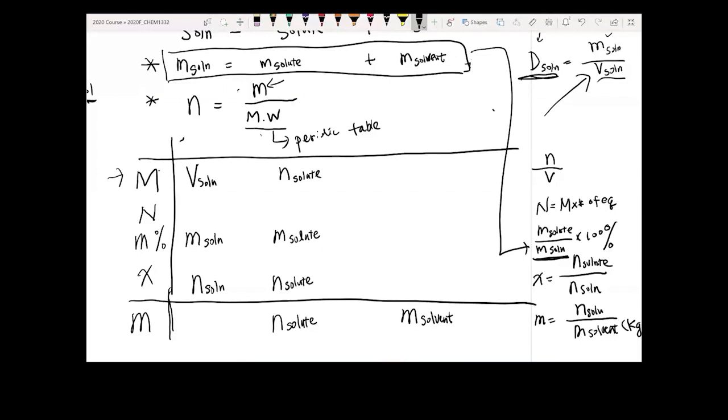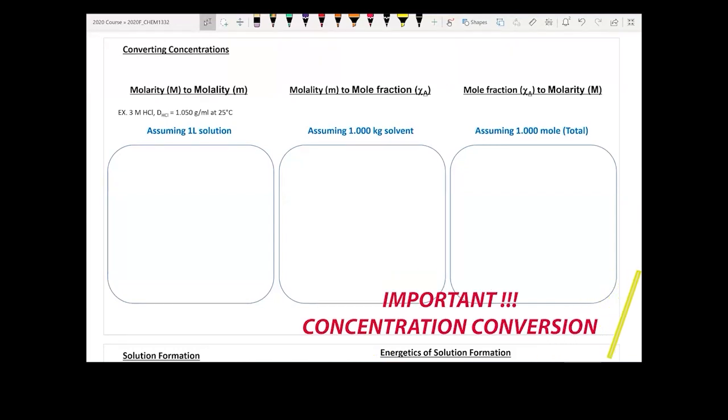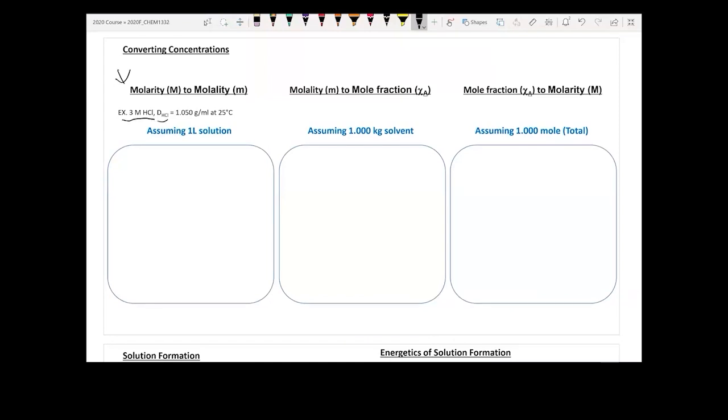So this is a quick sum up of the information you need to use to convert between different concentrations. Here is the first example: converting the molarity to molality. You have 3 M HCl. The density of this solution is given at a certain temperature. For all these conversion questions, depending on where you get started, you need to make different assumptions. But the bottom line is to make the denominator equal to 1. That will make your life a lot easier.